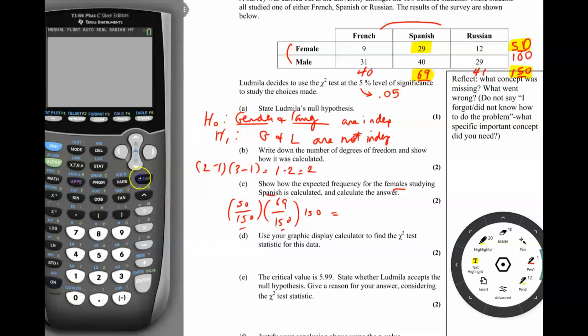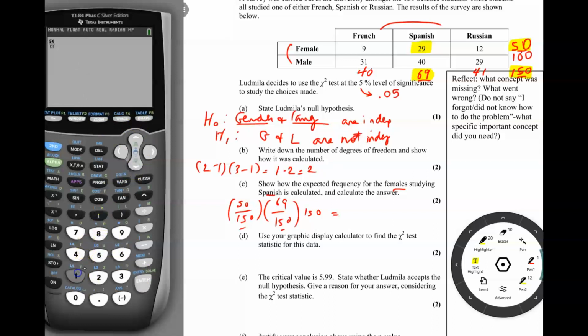So be faithful to the parentheses. Let me show you how to use the calculator so that you don't have to use parentheses as much. If I inserted these as vertical fractions, then I wouldn't need to put the parentheses there. So let me show you how to do that. You do math, and then I go to number, and then I go to the very bottom, and it has n/d, and this allows me to input a vertical fraction. So I'm going to do that.